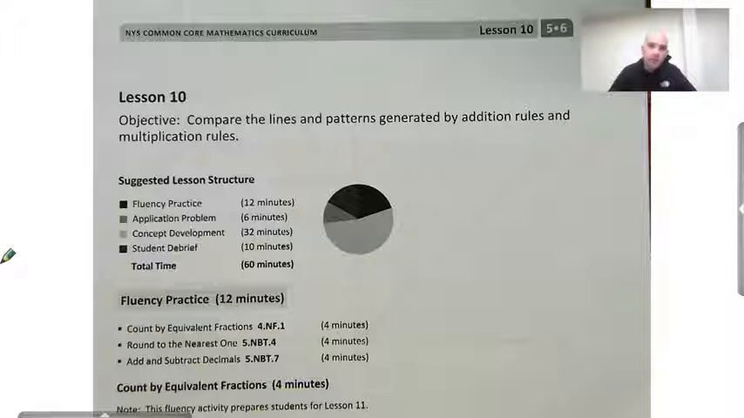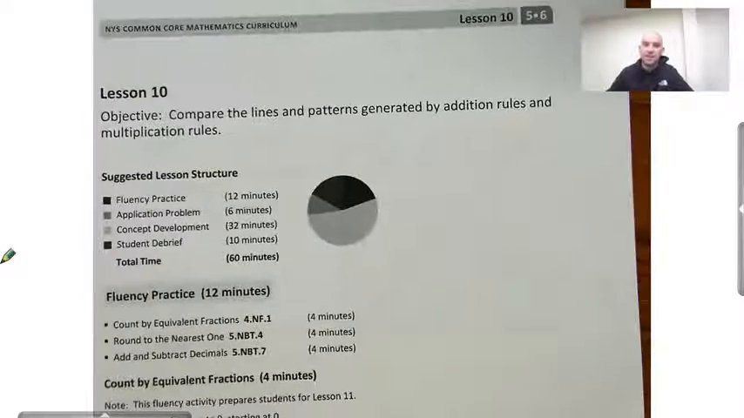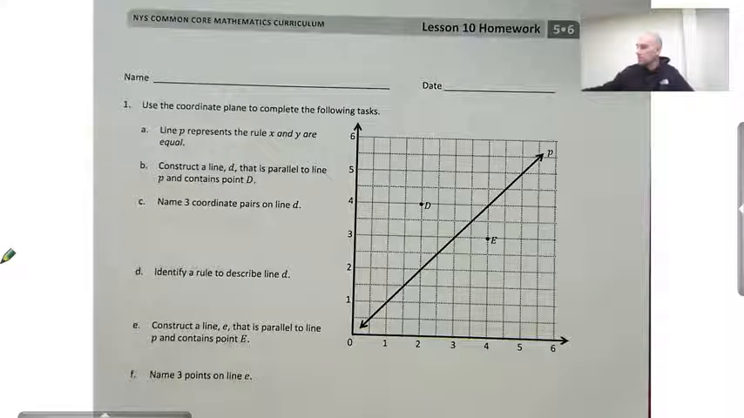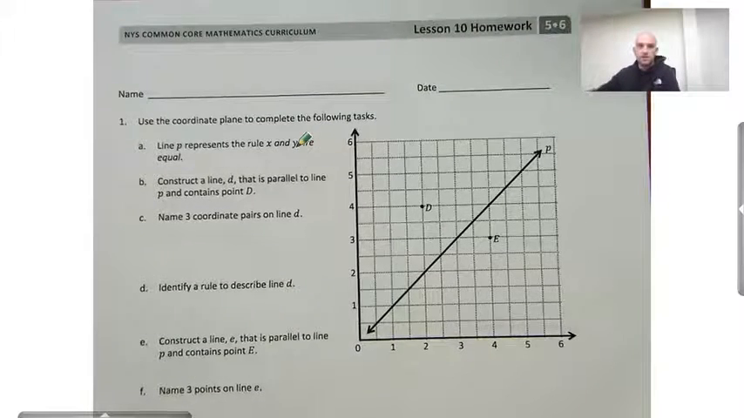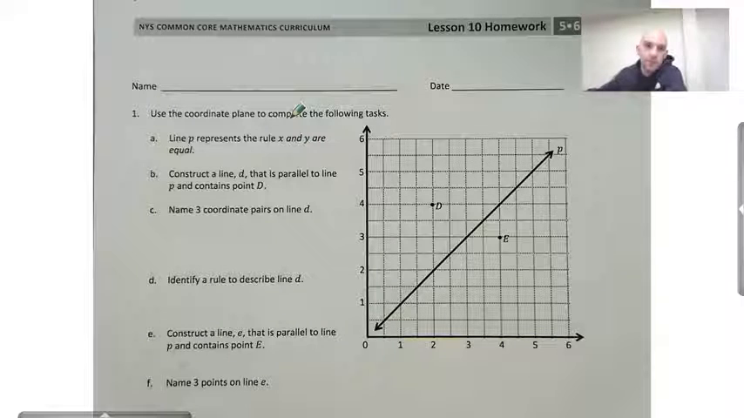Today we're going to be comparing lines and patterns generated by addition rules and multiplication rules. So we're going to see what effect addition rules and multiplication rules have on points on a line on a coordinate plane. So let's look at our first set of instructions here. It says use the coordinate plane to complete the following tasks.